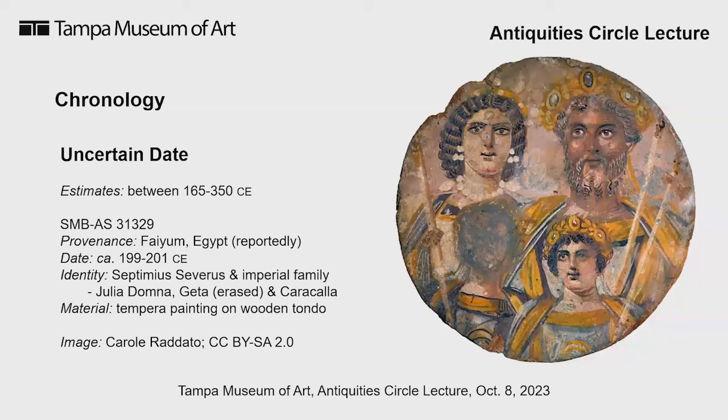This represents the family of Emperor Septimius Severus, with Geta erased, because he was appointed as co-ruler with his brother, but Caracalla had a different idea about that. This is also painted on wood, and so this is clearly not a funerary portrait, but an imperial portrait. Does it look like the style of our painter?